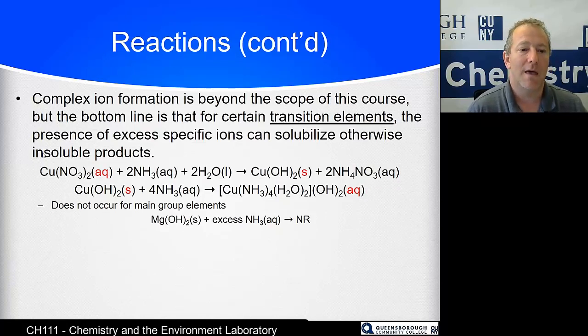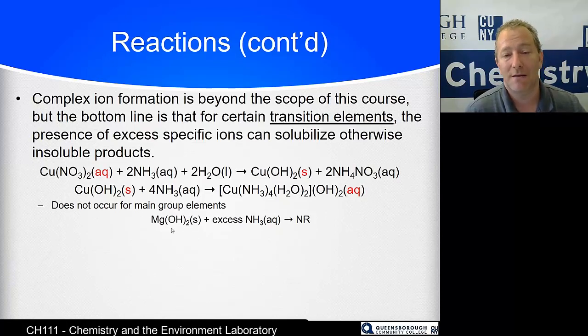For example, if you have copper nitrate and you add ammonia to it, and in the presence of water, you get copper hydroxide, which is a solid, and then ammonium nitrate as your other product. That copper hydroxide, if you have more ammonia present, will form a complex ion, copper with 4 ammoniums and 2 waters around it as a dication, copper +2, and 2 hydroxides as the anion. Aqueous. It was solid, now it's aqueous by the presence of that extra ammonia.